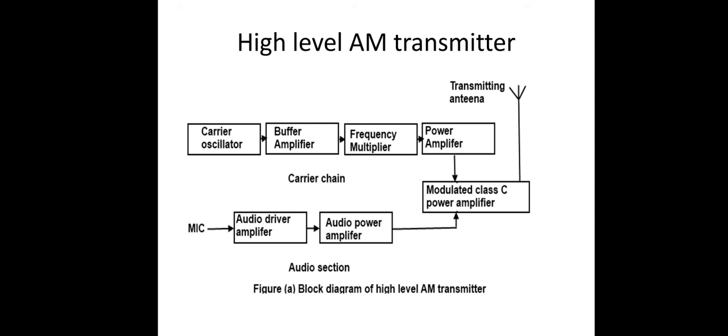The modulated output is the AM wave which can be directly transmitted, and the collector modulated circuit is used for the modulator stage. The advantage of the high level AM transmitter is high efficiency due to the highly efficient class C amplifier. The disadvantage of this transmitter is the large power amplifier needed to raise the modulating signal to the power level. This is the working of the high level AM transmitter.